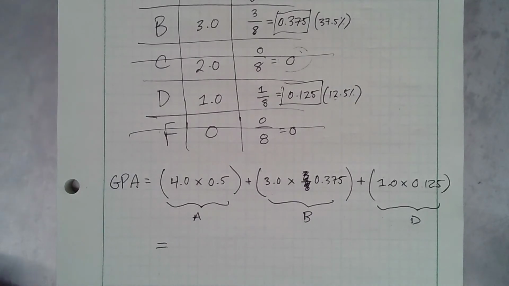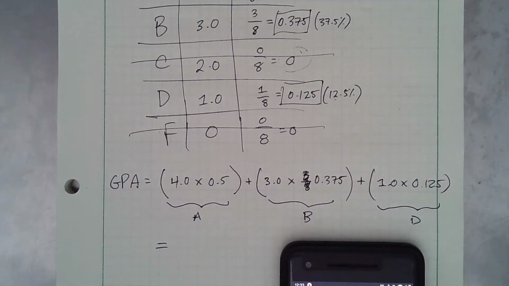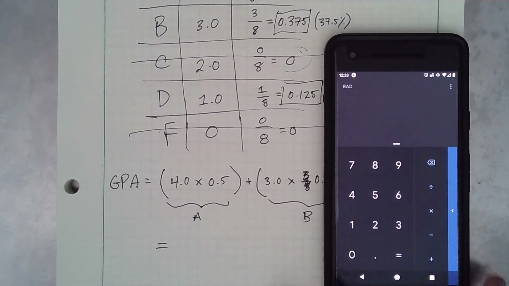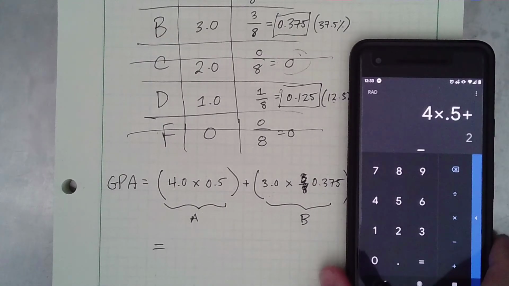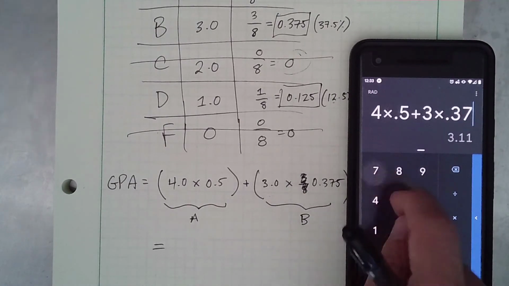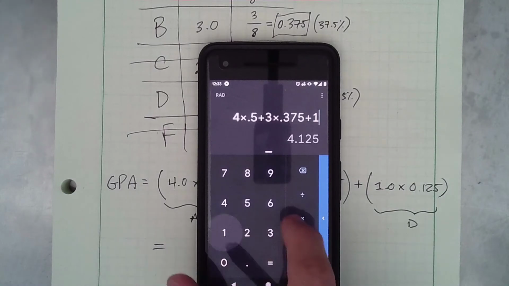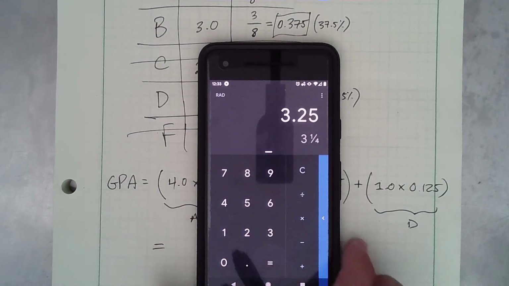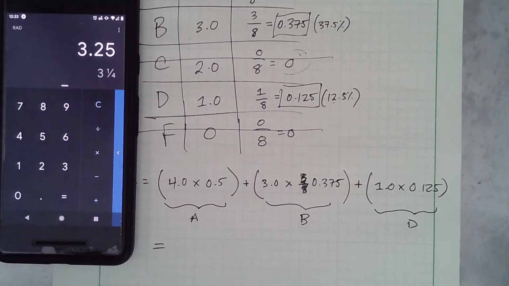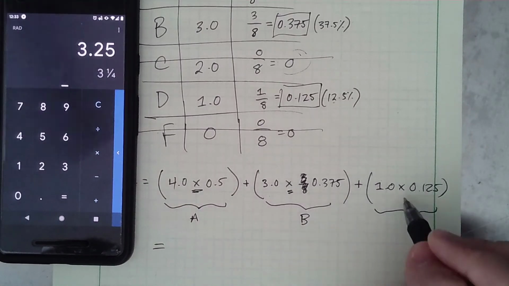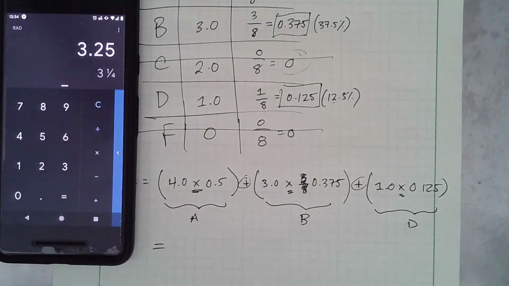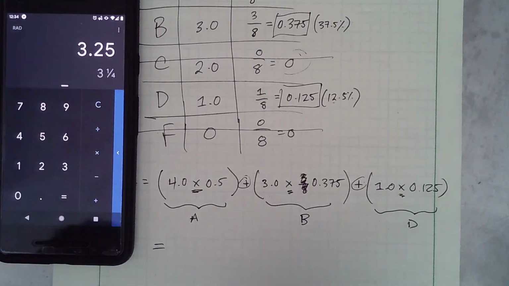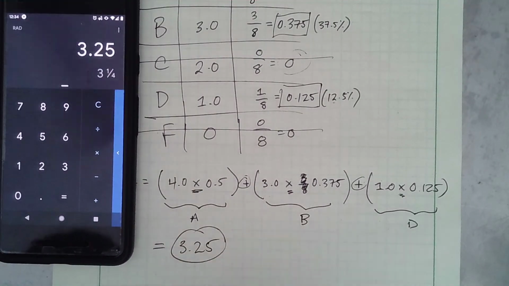I'll open up my calculator one more time. Okay, pretty easy to just type this all in. So it's 4 times 0.5 plus 3 times 0.375 plus 1 times 0.125. Your calculator is pretty smart, so as long as you type it in just like that, you actually don't need the parentheses. Multiplication takes place before addition in the order of operations. But if you want to use the parentheses just to be safe, that's probably a decent idea. Okay, so there you go, 3.25.